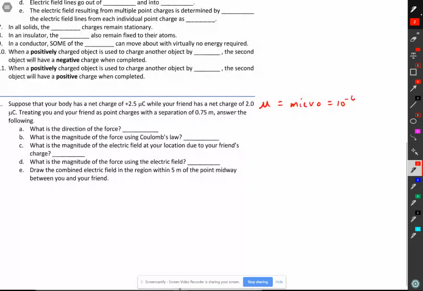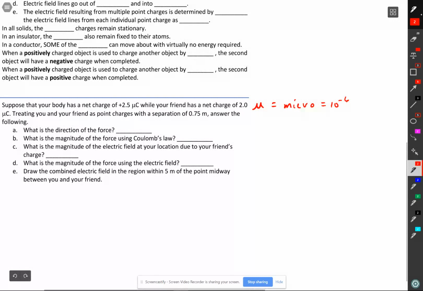You're both positive charges, so I'm going to draw a picture right off the bat. You are here, and your friend is here. And we have Q1 is equal to 2.5 microcoulombs, and Q2 is equal to 2.0 microcoulombs. And reading the problem further, it says that they are separated by a distance of 0.75 meters. So there I've got a picture to show everything.